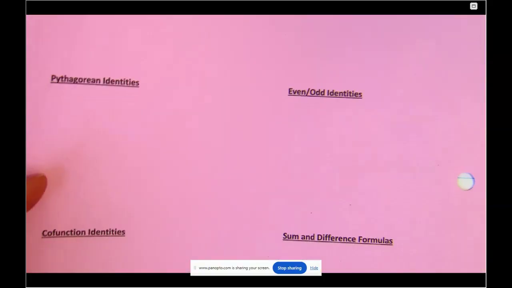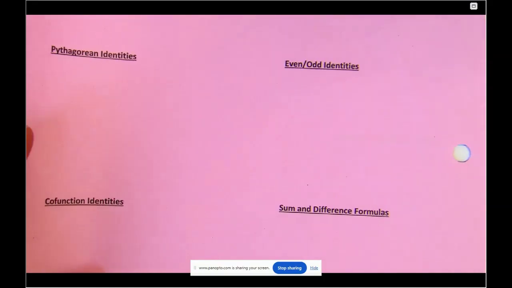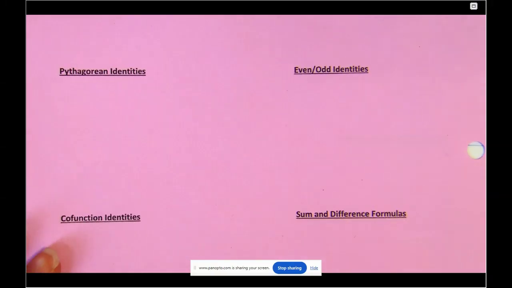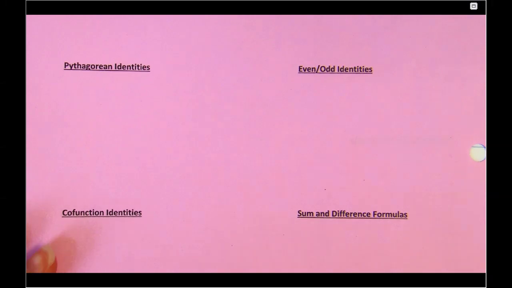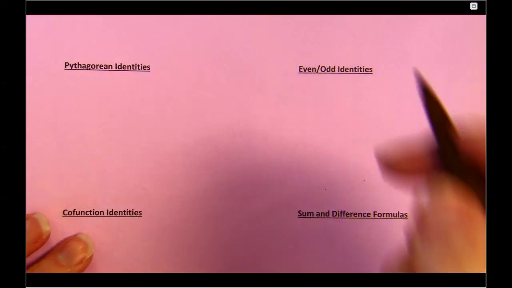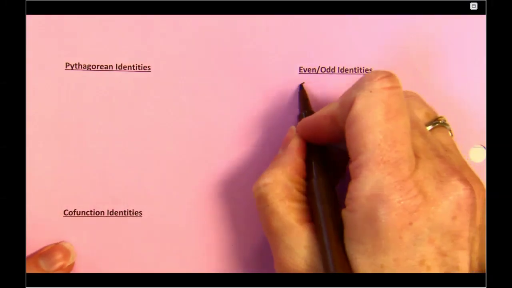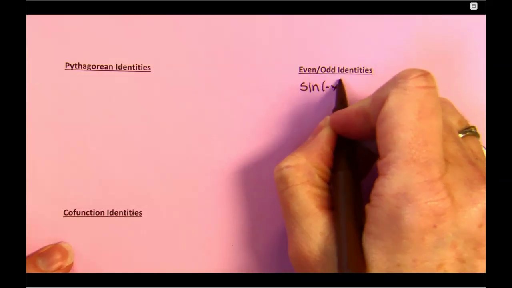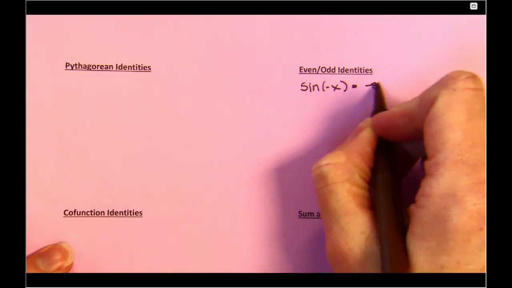So you guys, I didn't fill out any of my papers because I was writing on the board. But we were working on even and odd identities. I reminded you, it was a way back reach. It was chapter 1 of first semester, where an even function and an odd function, which you don't really need to know. So we said that sine of negative x is equal to negative sine x.